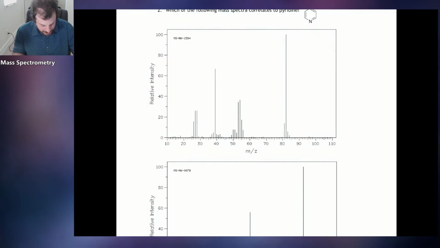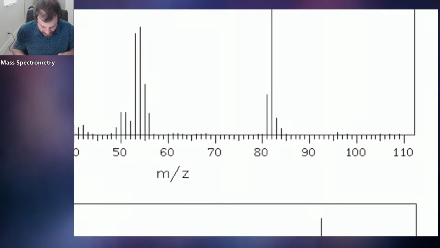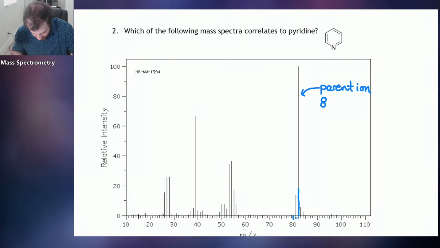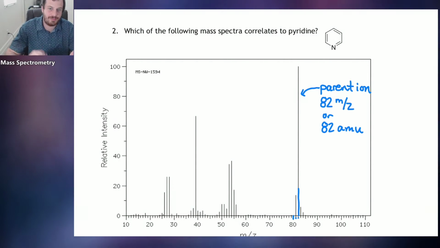So let's take a look at the first spectrum. Where's our parent ion? You're looking for the heaviest, most abundant ion. That's going to be this huge line right here. This is going to be our parent. Now we just need to zoom in really close and figure out what that is at. So our parent is right here. This is 80, 81, 82. So our parent ion is at 82, and the units are m/z, or 82 AMU. Now 82 is an even number, so that can't be pyridine. So already I know this has to be not pyridine.